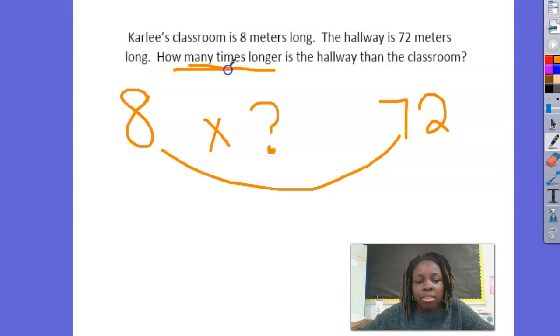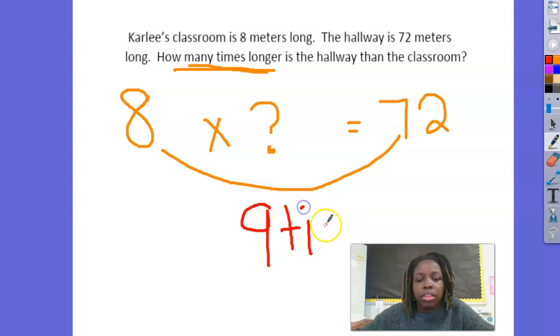When I ask you how many times something is, you're not multiplying these two. You're trying to see 8 times what would give me 72. So remember, if you can't multiply, the opposite of multiplication is division. You can do 72 divided by 8 to figure out what goes here. So 8 times what equals 72? Great job, 9. So it is 9 times longer.